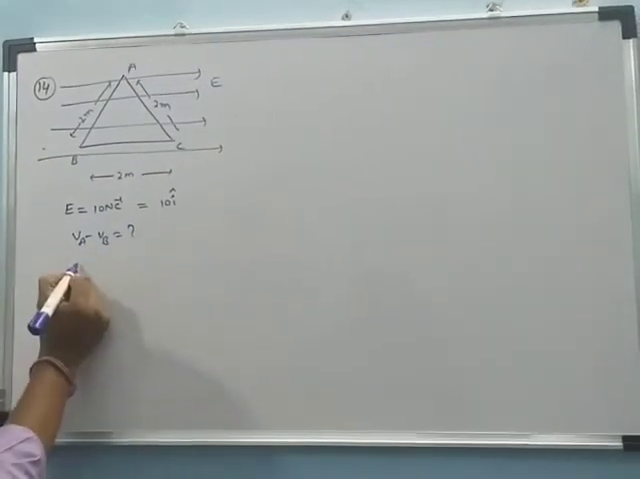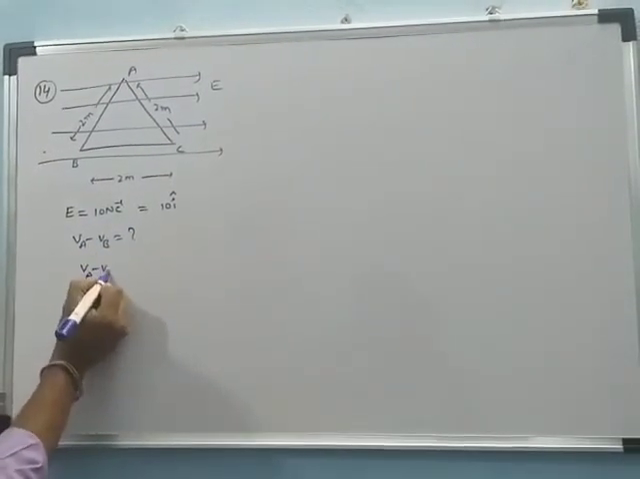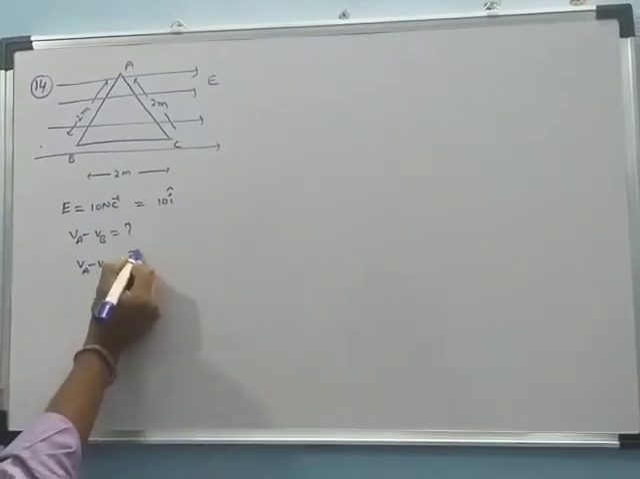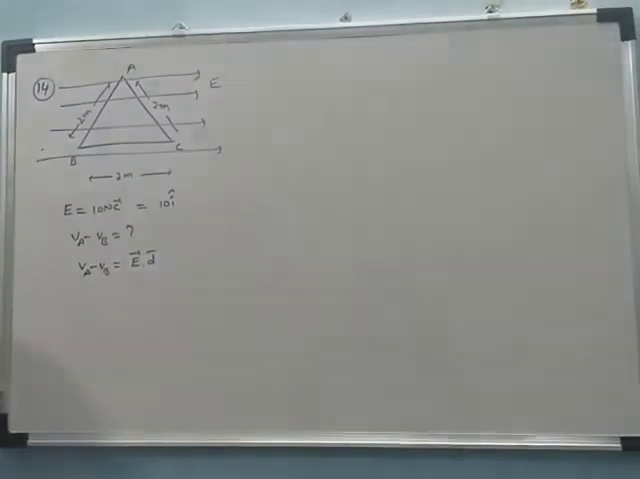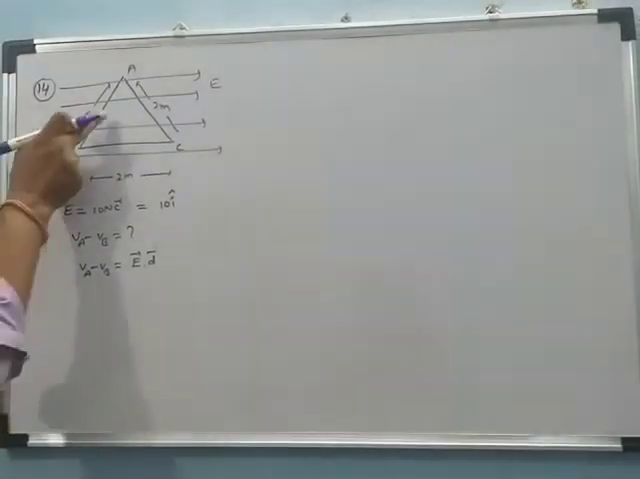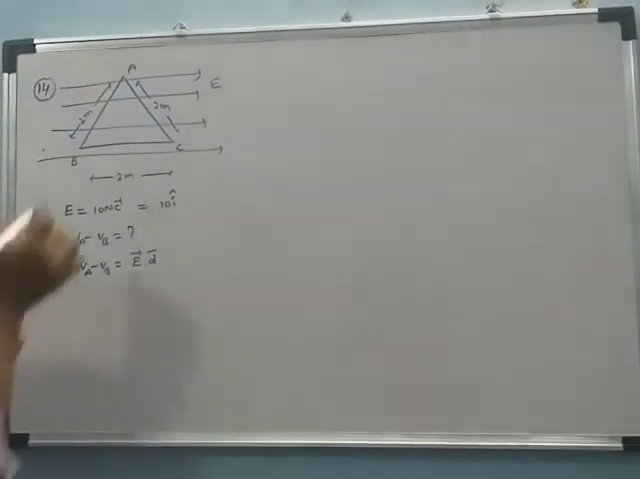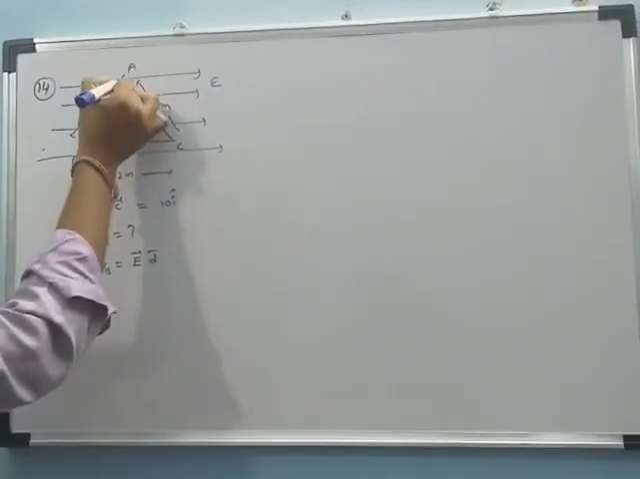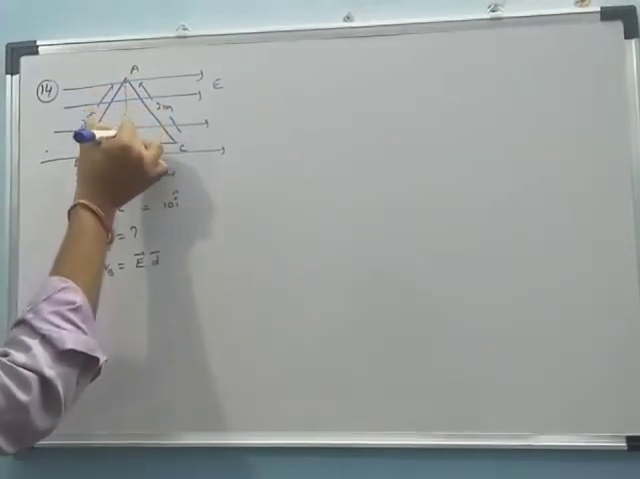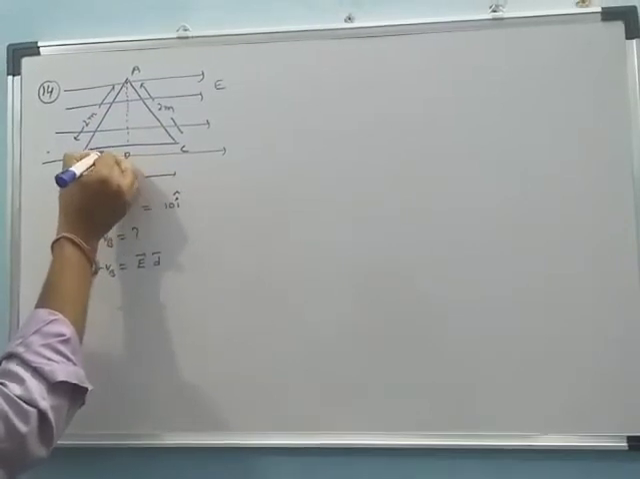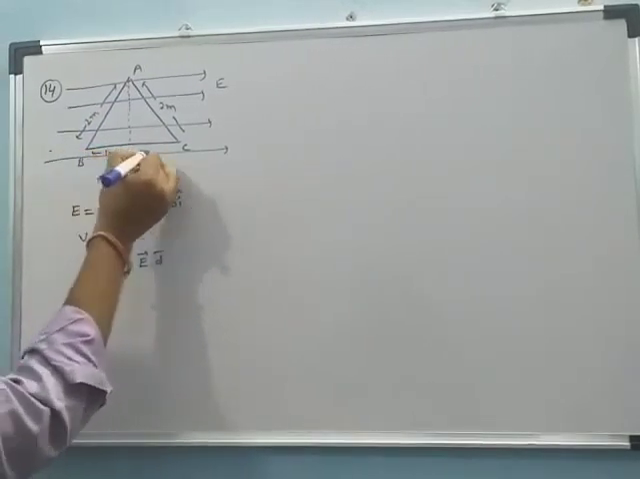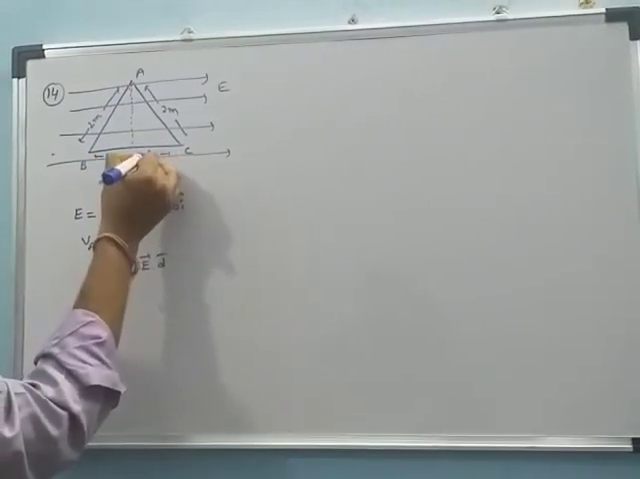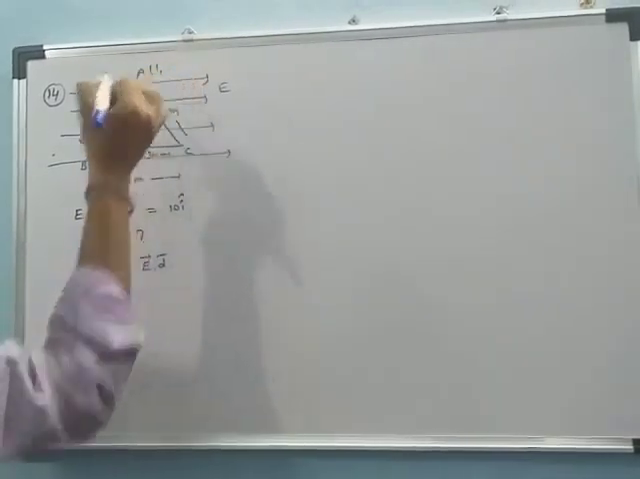We know the potential difference VA minus VB is equal to, what is the formula? E bar dot d bar. d bar is nothing but distance. But the distance is not given here, so we can find the distance from point A to the center point. We draw the perpendicular. This is the center point, and it is 1 meter distance. It is also 1 meter distance.